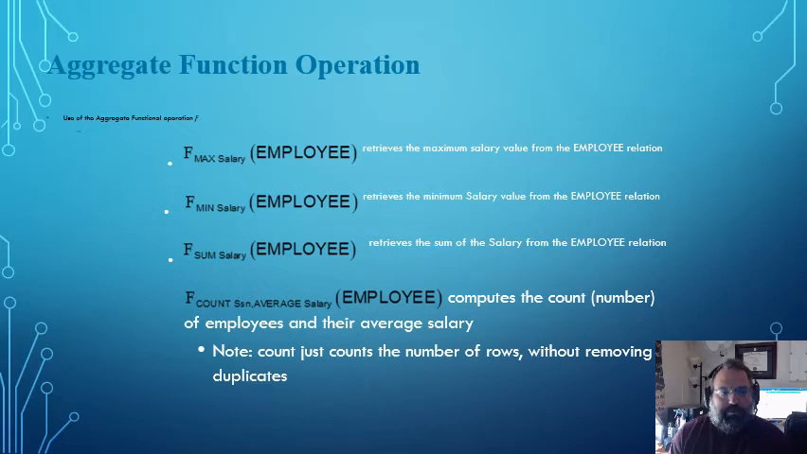Continuing our discussion of aggregate function operations, this is an example of min, max, sum, and count of a particular attribute on employee. Note that count just counts the number of rows without removing duplicates.